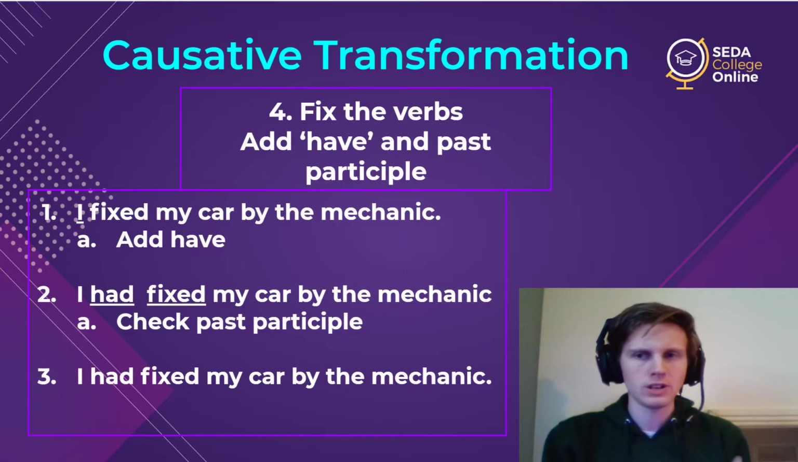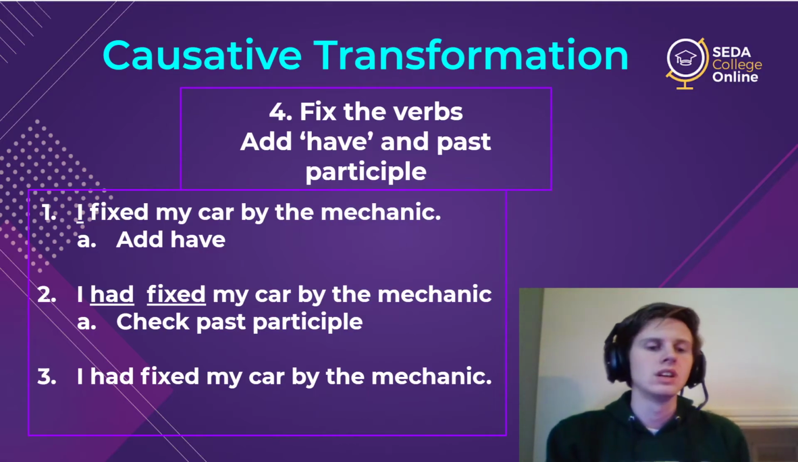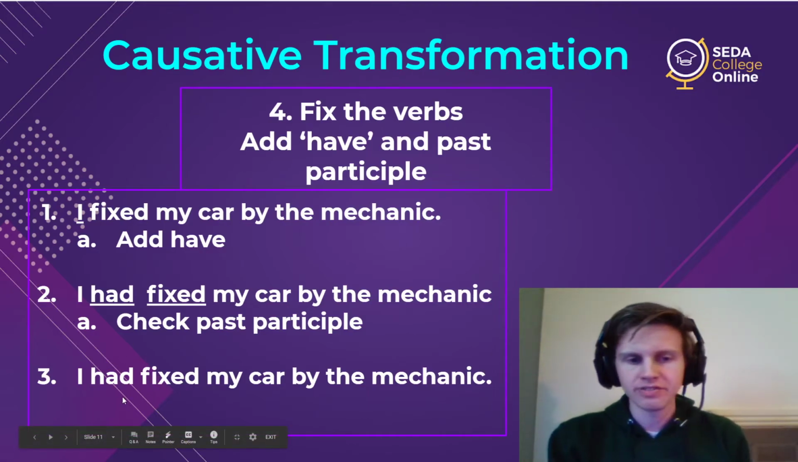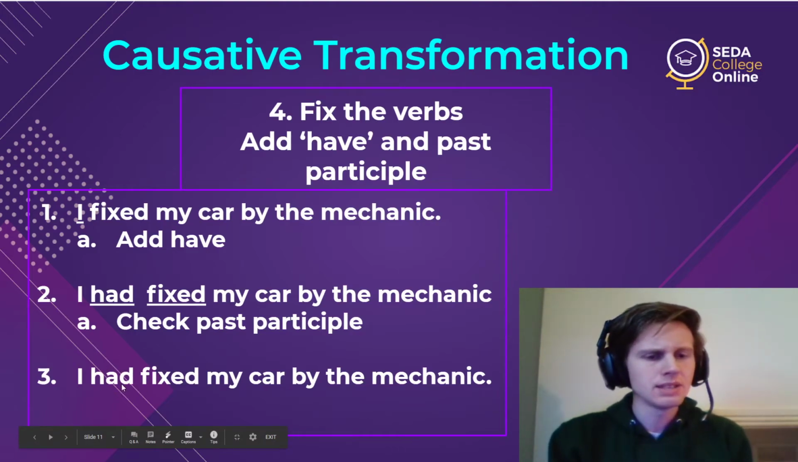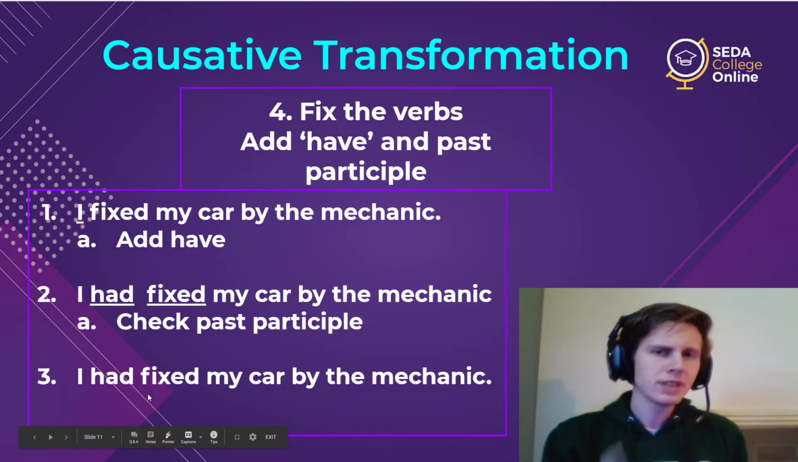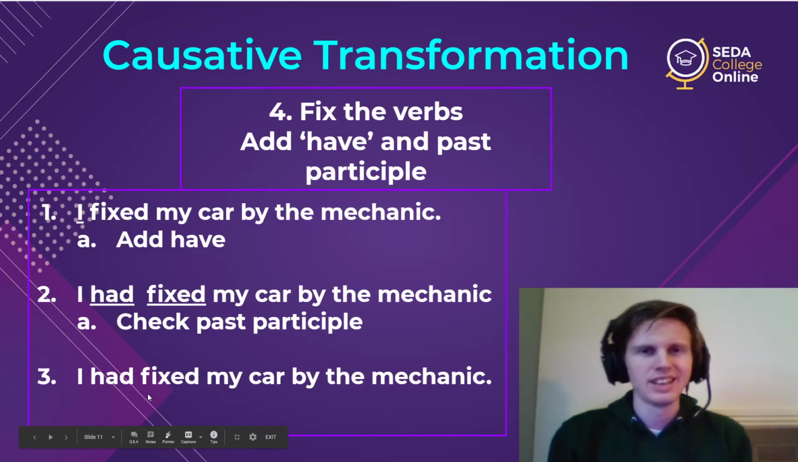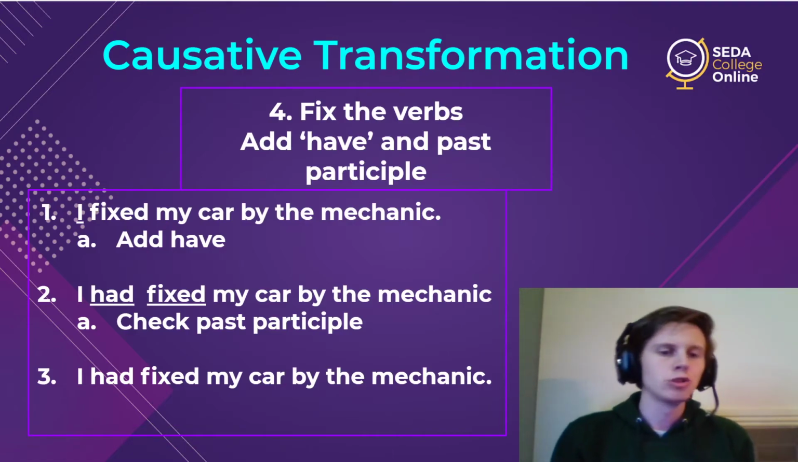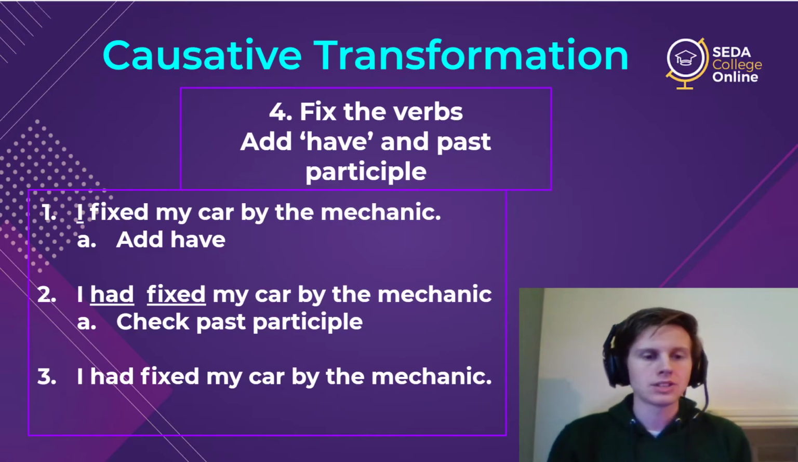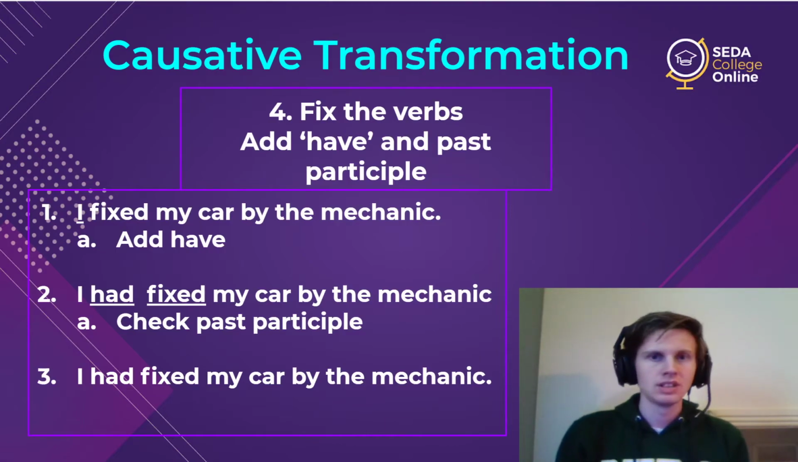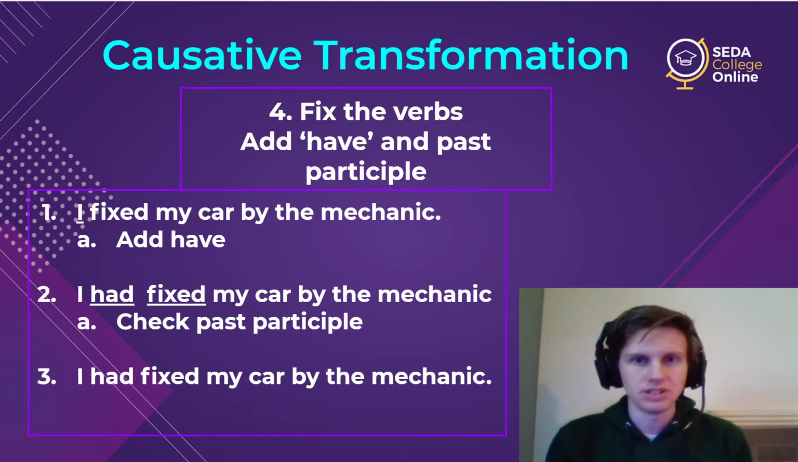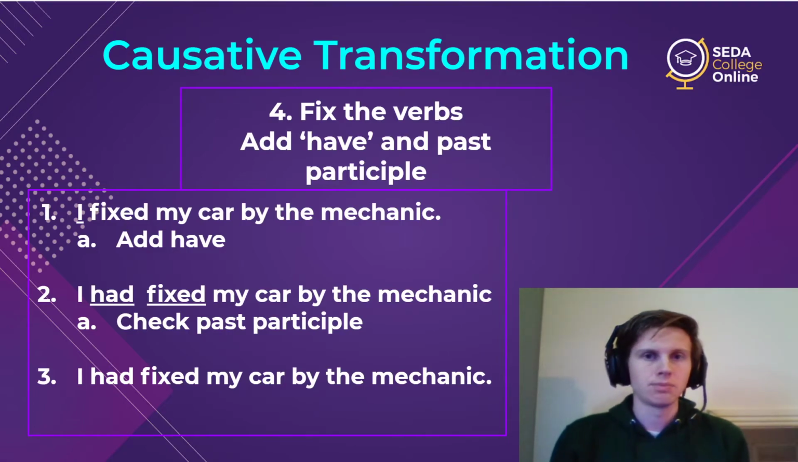Although I want to pause here because this is why you have to be very careful with the causative. So this had fixed. This looks very similar to something we have talked a lot about. I think you may know. This looks already like the past perfect. Had done, had gone, had fixed, had slept. You know, I had eaten dinner before coming to work. So that looks like the past perfect.